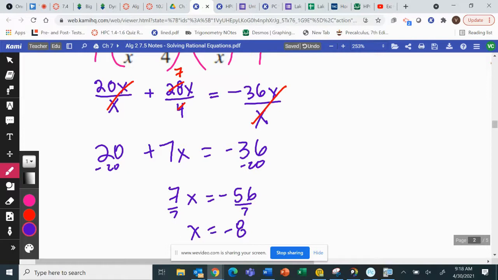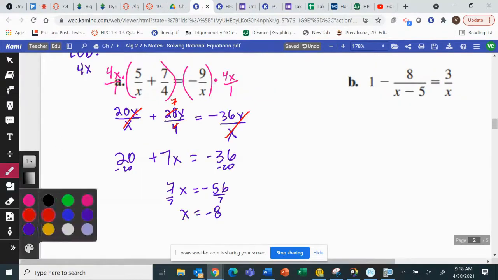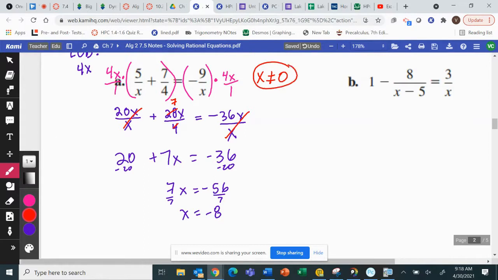I'm going to go back up because, again, I keep forgetting my domain restrictions. x cannot equal 0 is my domain restriction. That's the only thing in the denominator. I got x equals negative 8, so I'm good. I can also check it by plugging in negative 8.